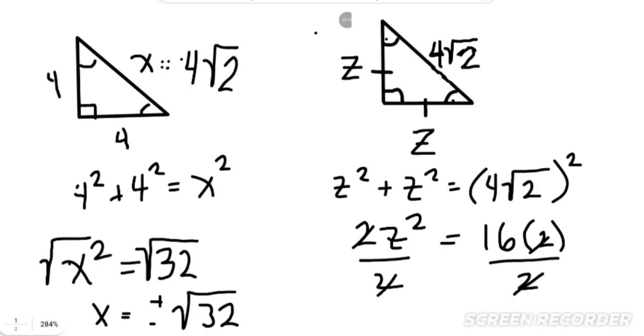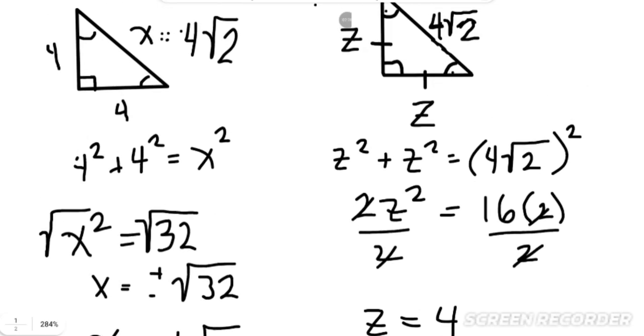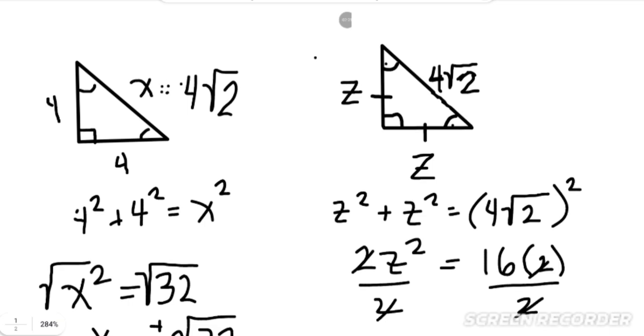And let's go ahead and finish this equation. And we have z is equal to 4. Again, we're going to disregard the negative because we're talking about length, and length cannot be negative. So that means z is 4.